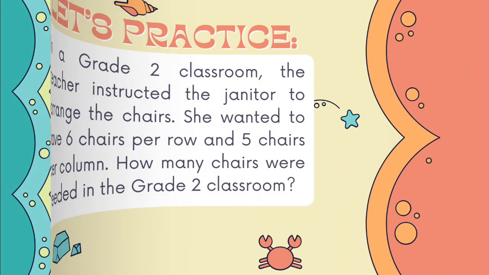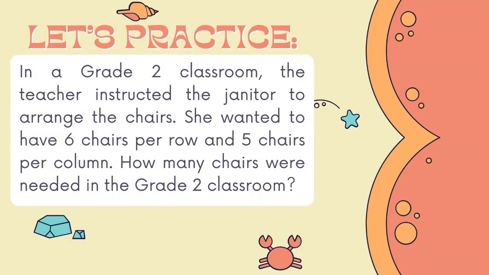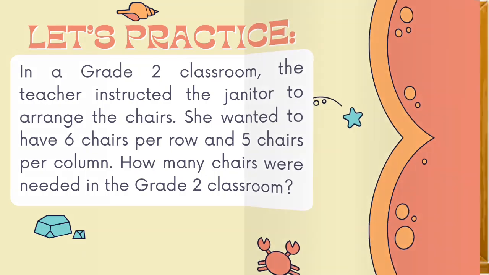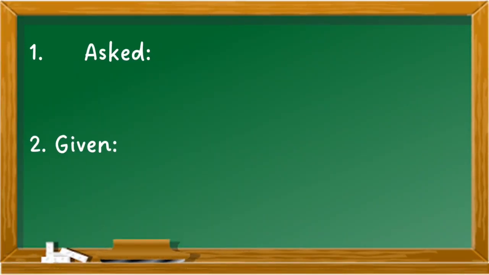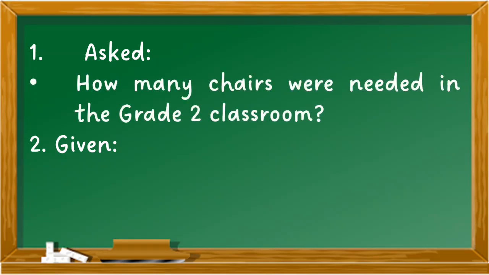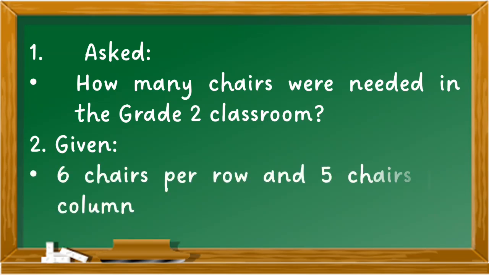Following these steps, let us try to solve this word problem. Let's practice. In a grade 2 classroom, the teacher instructed the janitor to arrange the chairs. She wanted to have 6 chairs per row and 5 chairs per column. How many chairs were needed in the grade 2 classroom? Using the steps in solving word problems, the first question to answer is what is asked. From the word problem, the question to be answered is how many chairs were needed in the grade 2 classroom. The second one is to identify the given facts. In the word problem, the given facts are 6 chairs per row and 5 chairs per column.